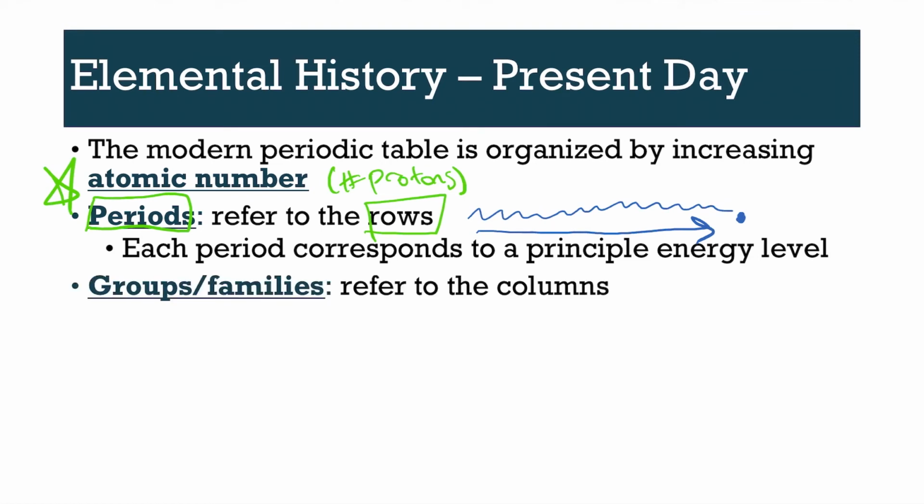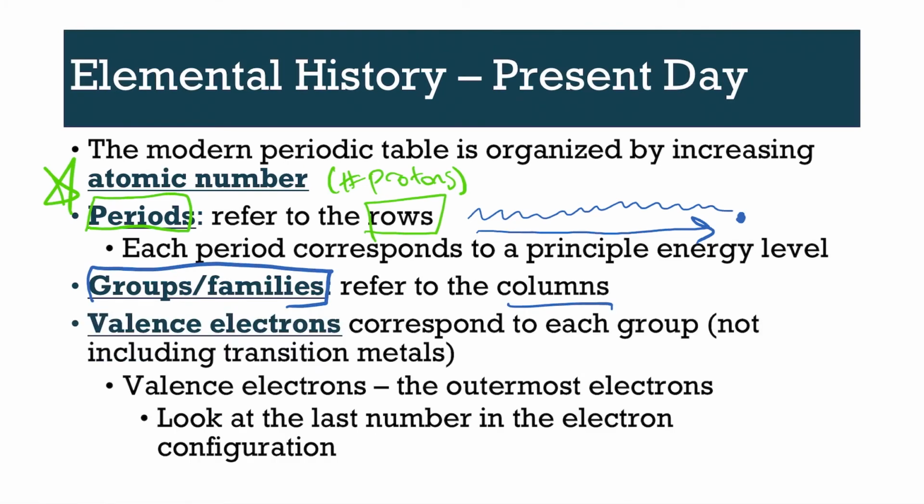Now, the groups and families, those are your columns. Each column has a number. So column 1, column 2, column 3, and that represents its group or family. The first column would be group 1, the second column is group 2, on and on. So question for you, what group is sulfur, or S, in? Okay, so S is in group 16, so that's the 16th column.